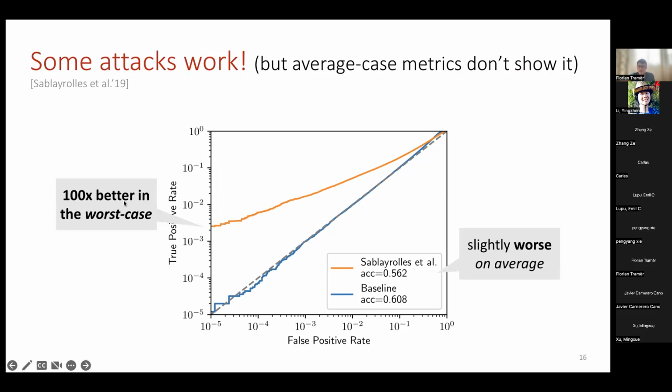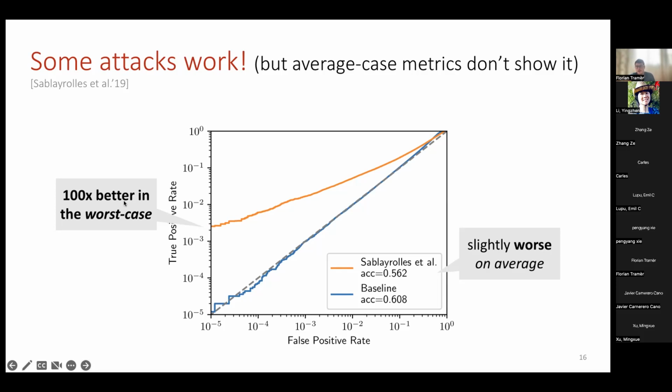The problem is when Sablayrolles and his co-authors proposed this attack, they didn't actually realize that this was the case because they, and everyone else at the time, were only evaluating and comparing attacks on average case scores. So in this case, the accuracy of the attack. And if you just look at how well the attack works on average, this attack actually does worse than the uniform thresholding attack.